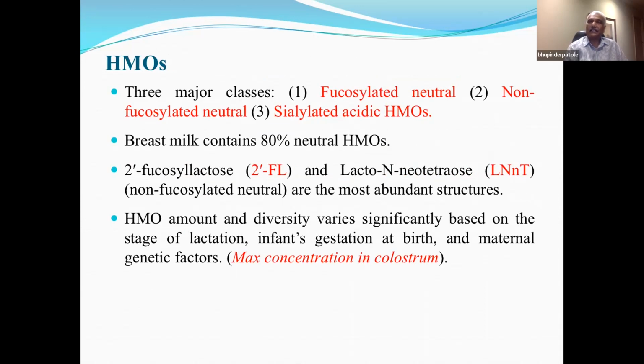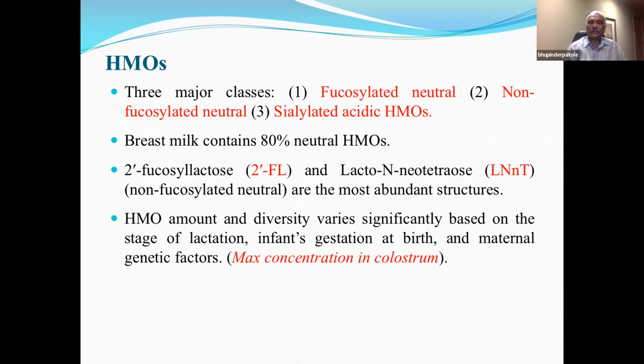In sialylated acidic human milk oligosaccharides, the interest is greater because sialic acid is very important in the development and maturation of the brain. Breast milk has 80% neutral HMOs, and that reminds us of the famous 80-20 rule: don't neglect the 20%, it could be more important. Remember that 80% are neutral, but the 20% sialylated acidic HMOs are equally important for the development of the brain.